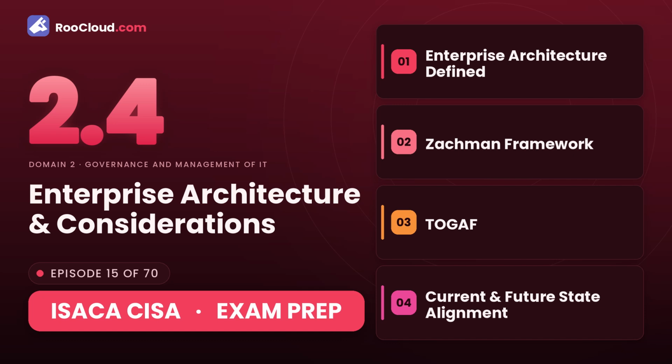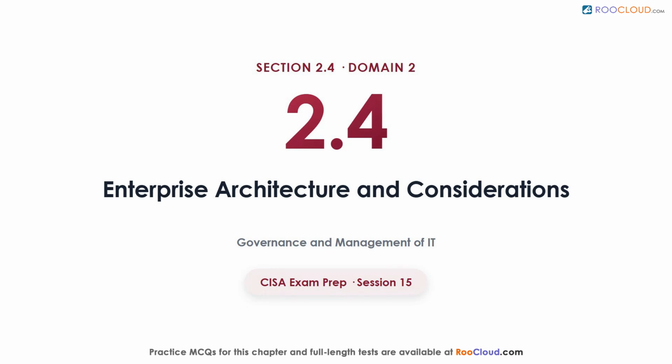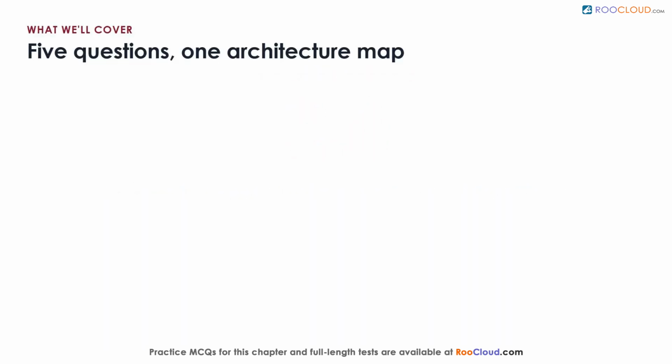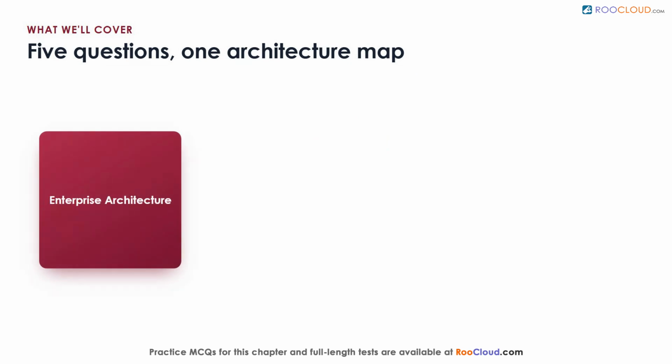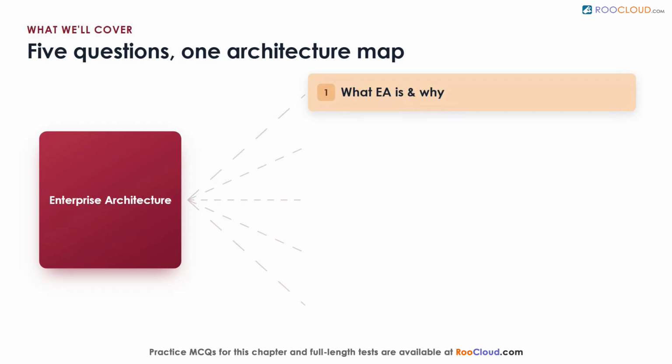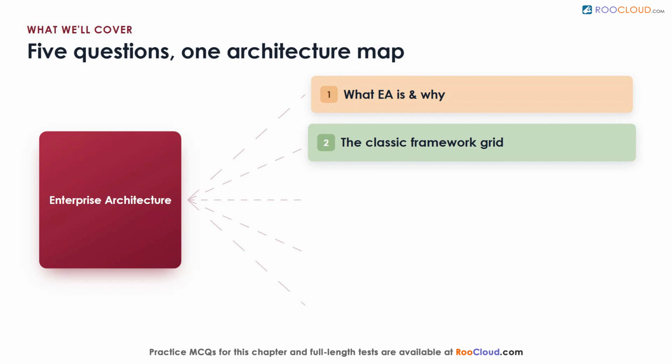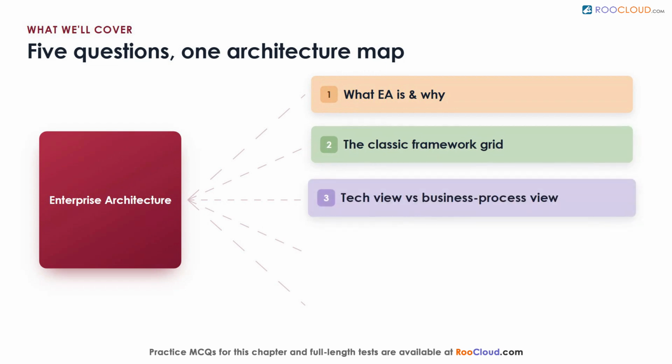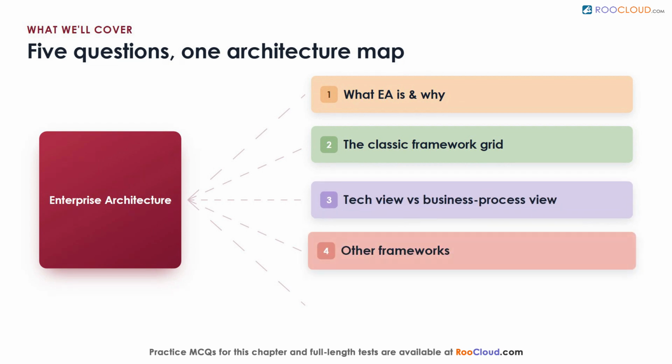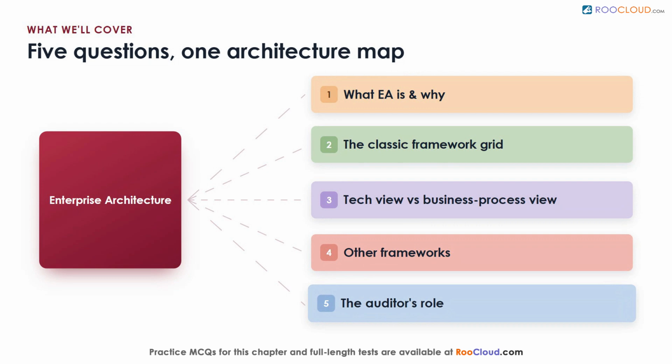Welcome to section 2.4. This is the 15th session of the ISACA CISA exam prep series. In this session, we'll cover how to map the shape of your technology. We'll work through several questions. What is enterprise architecture, and why bother with it? How does the classic framework organize everything? Can you build it from technology or from business processes? What other frameworks exist? And what should an auditor do with it?